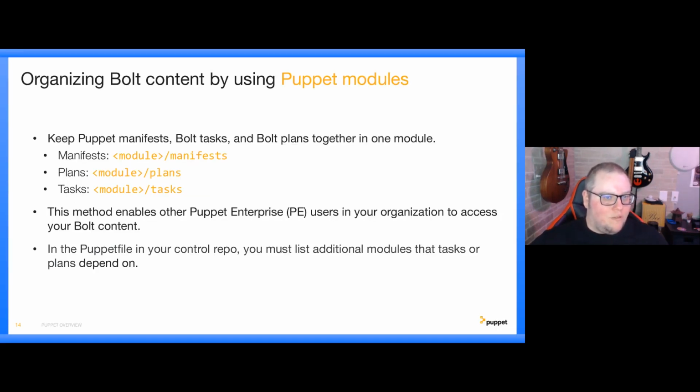There's two different paths currently for how we do this, and it really depends on how much you use Puppet today, if you use Puppet Enterprise today, and if you're intending on using it as part of Puppet Enterprise. So this is that model that I'll talk to. We're actually going to use the project model on the next slide. But this allows you to put your Puppet manifest and then any of your bolt tasks and plans together into a single module.